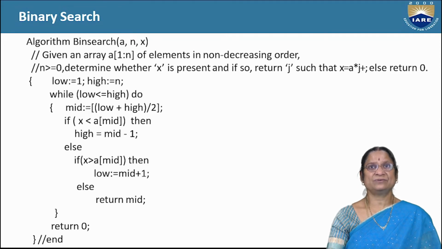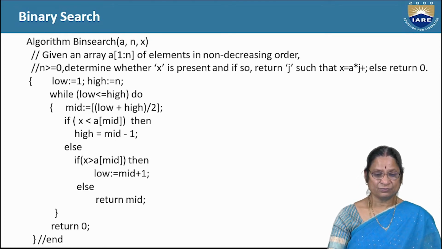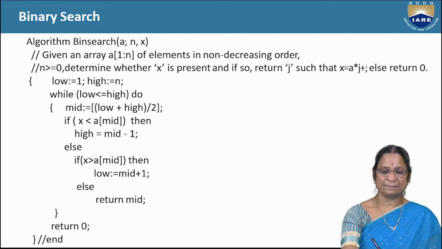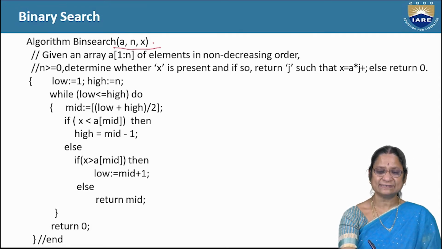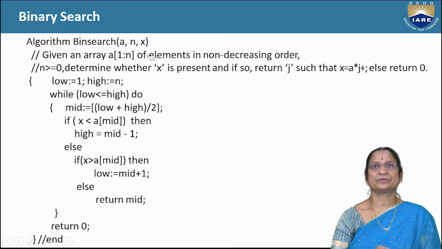So this is the logic we are going to use. This is the algorithm. We are passing 3 parameters. A is an array of elements. N is the size of the array. X is the element for which we are searching.